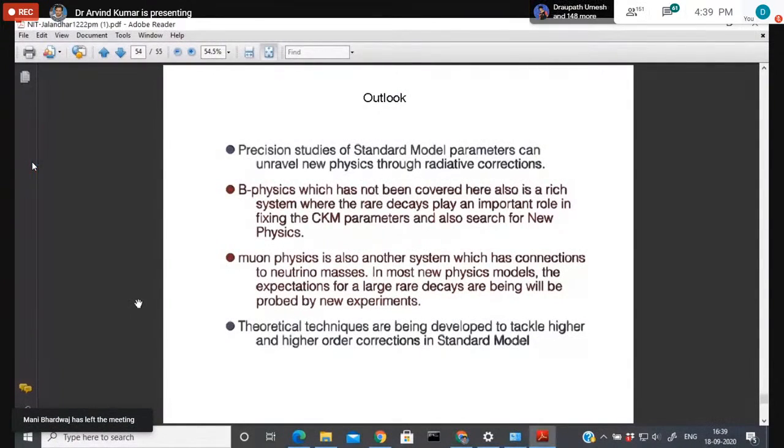Thank you so much, sir, for a very informative talk. From the participants, if anyone wants to ask a question, please turn on your mics and you can ask your question from Professor Vempati.